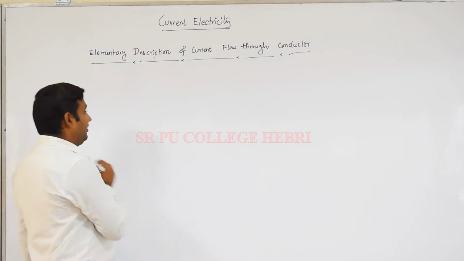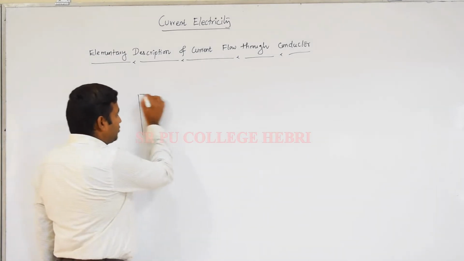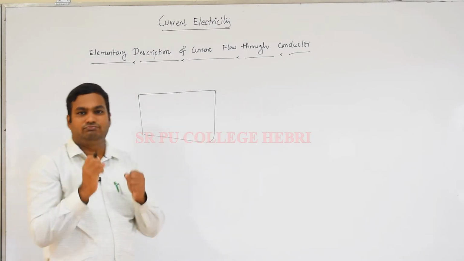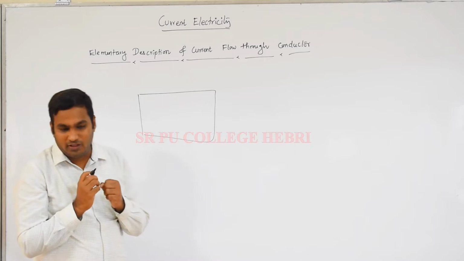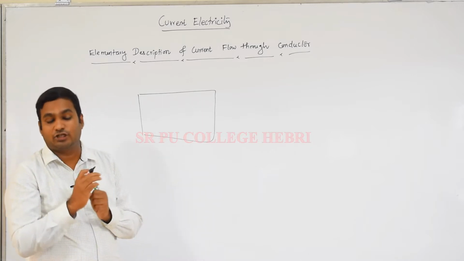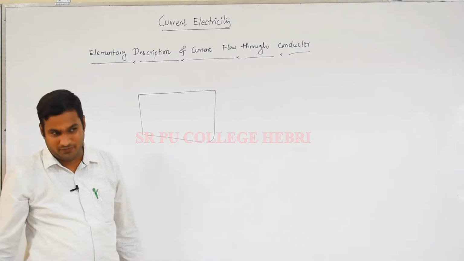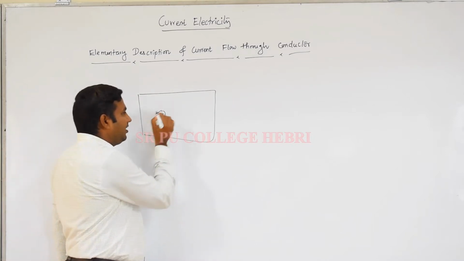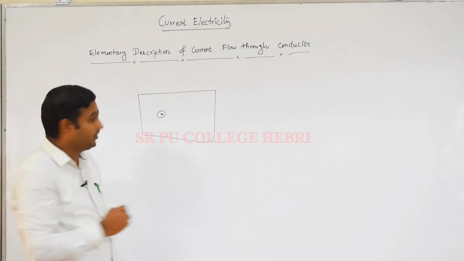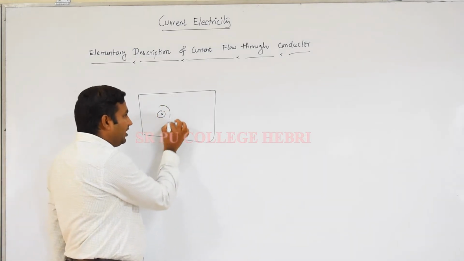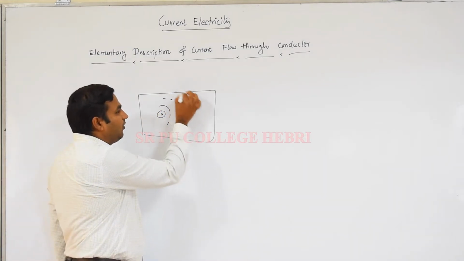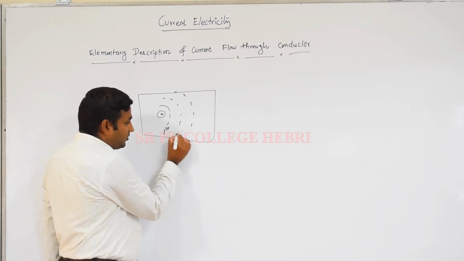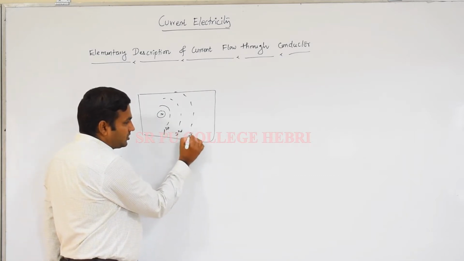In the case of metals, just imagine this one is a piece of metal. It contains a huge number of atoms. All the atoms contain electrons in different orbits, and each atom contains a nucleus at the center, which I already explained in the last video. Around the nucleus there are different orbits. This one is the first orbit, this one is the second orbit, this one is the third orbit, like that.